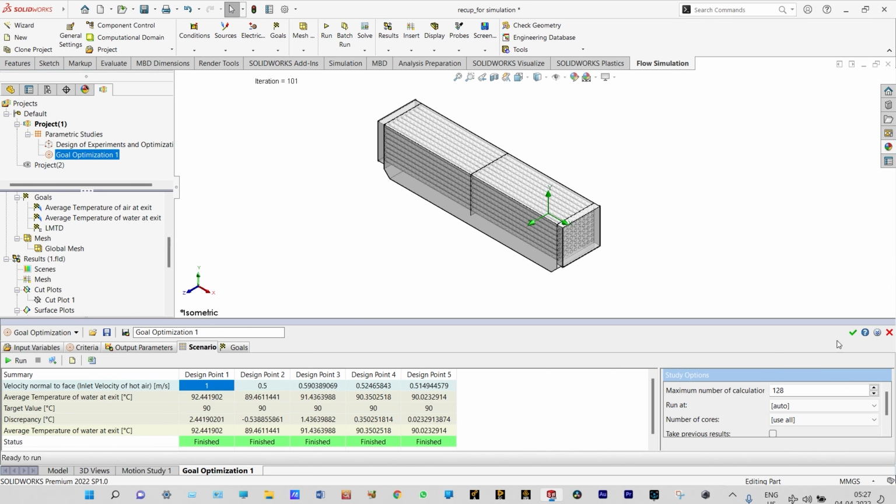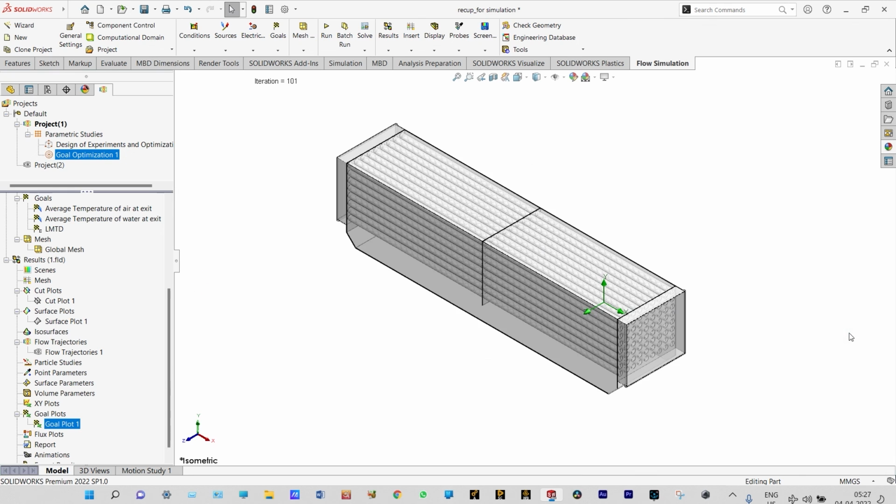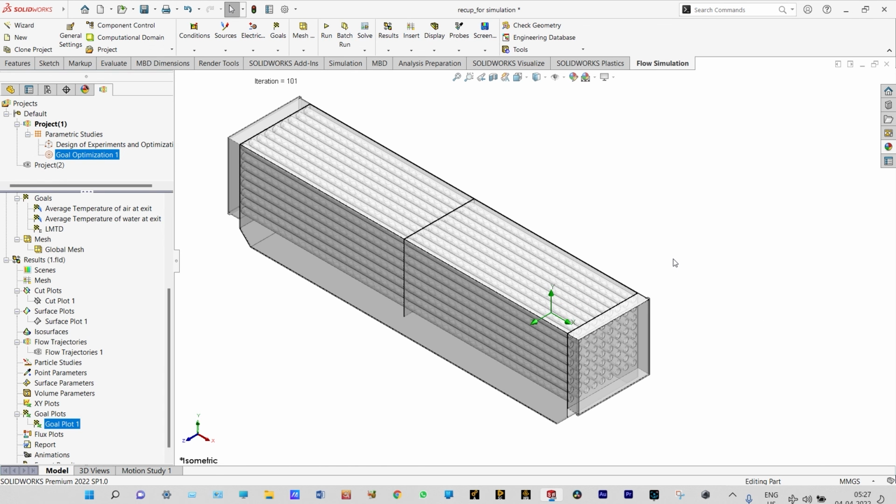With this, we will conclude today's analysis. This is a very simple analysis of a cross flow heat exchanger, and this type of heat exchanger is actually used in process industries. This is an actual model of the process industry, right?